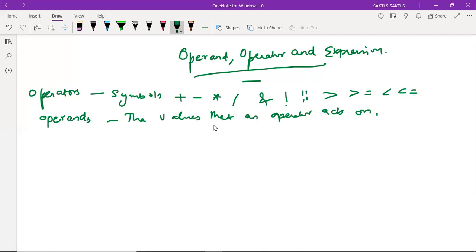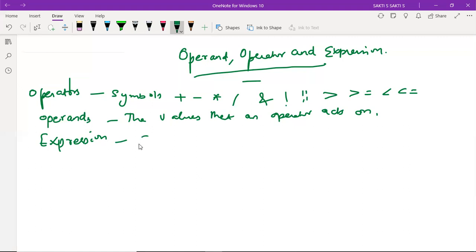So you can have a sequence of operands and operators. Then you can call it an expression. So what is an expression, guys? What do you mean by expression? When you combine operators and operands, you can have an expression. Suppose I have this expression. So what is an expression? A sequence of operators and operands.